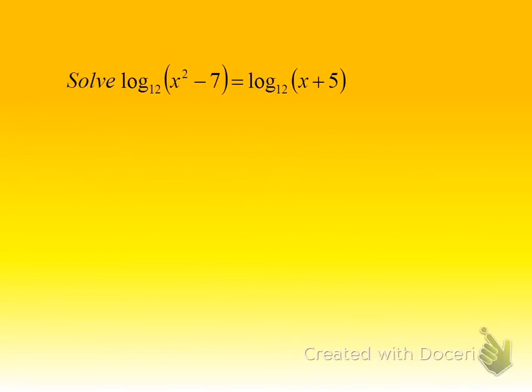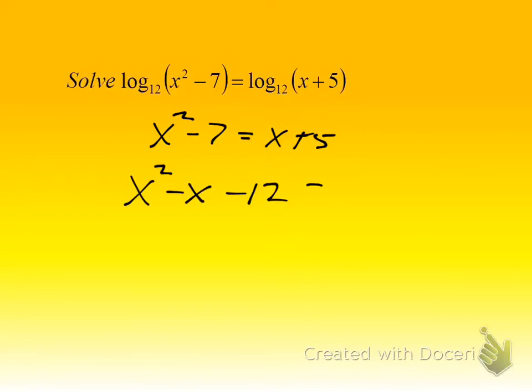Log base 12 of x squared minus 7 equals log base 12 of x plus 5. So x squared minus 7 equals x plus 5. Moving to the other side, you get x squared minus x minus 12 equals 0. See, that's what I thought. Okay? Shh. Listen. Guys, hey, we got 5 minutes. We got to finish this and talk about your stuff for the week. Okay?